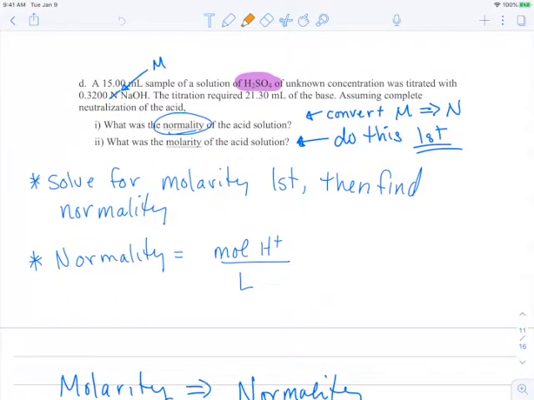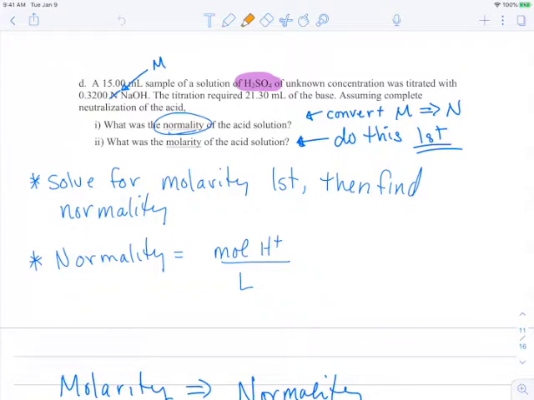All right, so next up, 1D. Here we have 15 milliliters of a sample solution of sulfuric acid, H2SO4, of an unknown concentration. It's been titrated with 0.3200 normal NaOH, and I've marked on here that that is the same as molarity, and I'm going to show you why in just a moment. Now the titration required 21.30 milliliters of base, and we're assuming that the acid was completely neutralized.